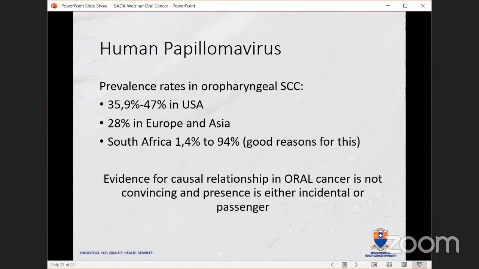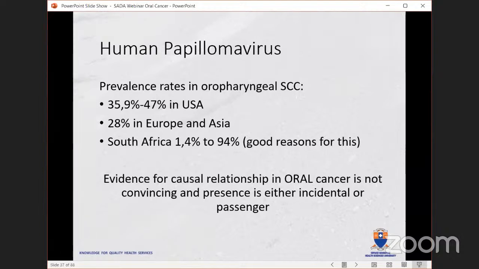The prevalence rate of HPV in oropharyngeal squamous cell carcinoma ranges from 35.9% to 47% for the US, 28% for Europe and Asia, and it has overtaken cervical cancer as the most common HPV-induced cancer in the US, as I said. South African studies, on the other hand, report an extremely wide HPV detection spectrum of between 1.4% and 94.1%. But there are very good reasons for this, and we are not going to go into that at this time in the webinar, and you're welcome to contact me for a discussion on that.